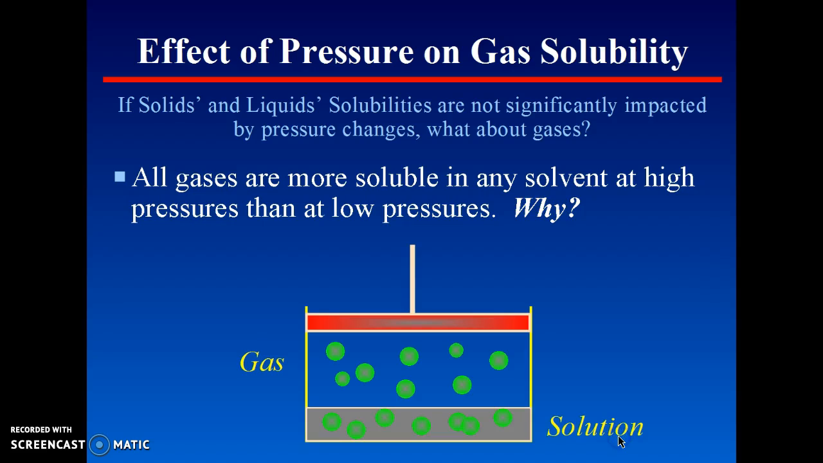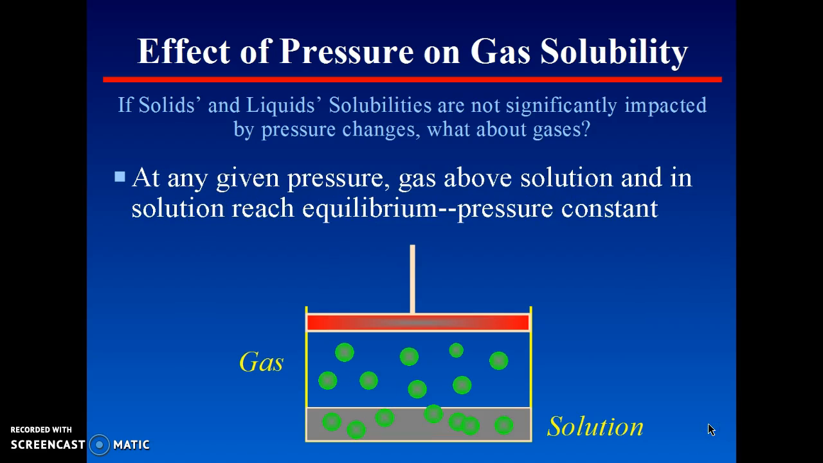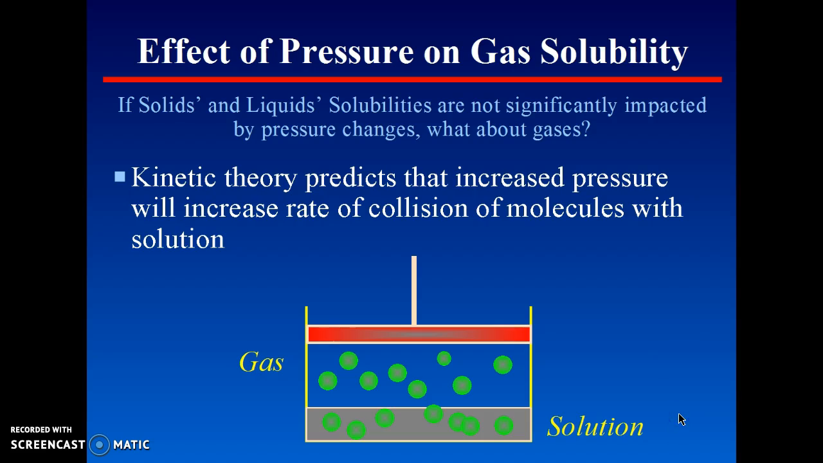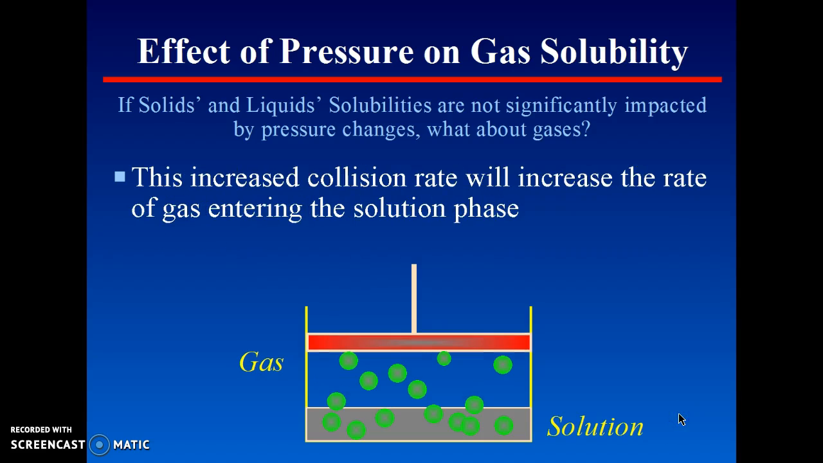Why? Well, let's look at a diagram here. At any given pressure, the gas above the solution here and in the solution would be at equilibrium. The pressure would remain constant. But suppose the pressure is changed. We'll push the cylinder in. Kinetic theory predicts that increased pressure will increase the rate of collision of the gas molecules with the solution. This increased collision rate will increase the rate of gases entering the solution phase until a new equilibrium is formed.